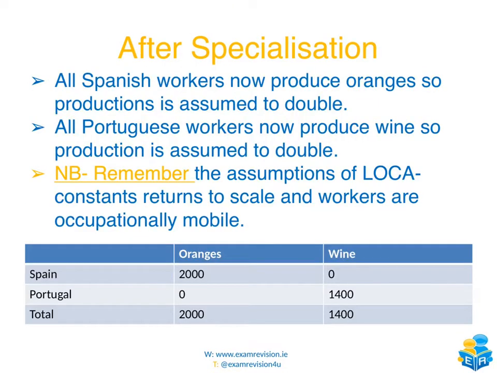So if we look at the figures after specialisation, all Spanish workers now produce oranges, so production is assumed to double in that situation. And all Portuguese workers now produce wine, so their production is assumed to double. Again, remember the assumptions we talked about for the law of comparative advantage: constant returns to scale, and workers are occupationally mobile. So Spain's orange production doubles from 1,000 to 2,000, Portugal goes to 0, so our total output is 2,000. Spain's wine has gone to 0 because everyone produces oranges. Portugal's wine doubles from 700 to 1,400, so total output has gone up to 1,400.